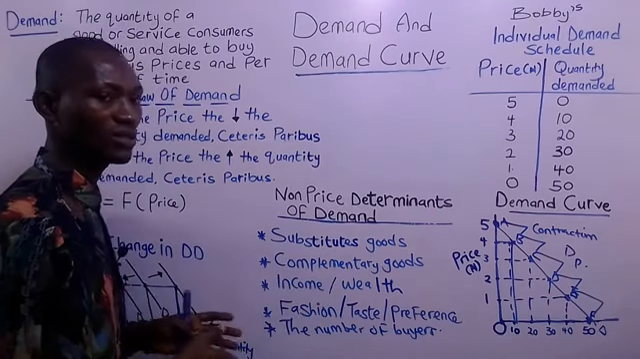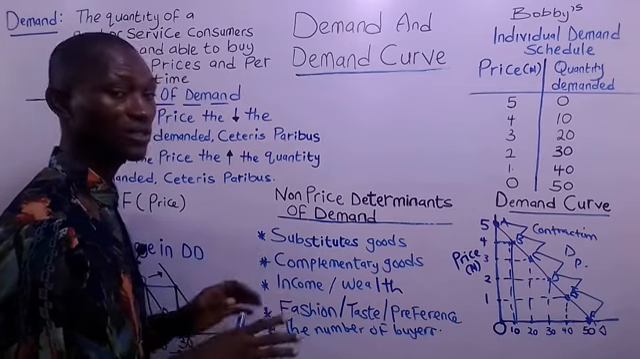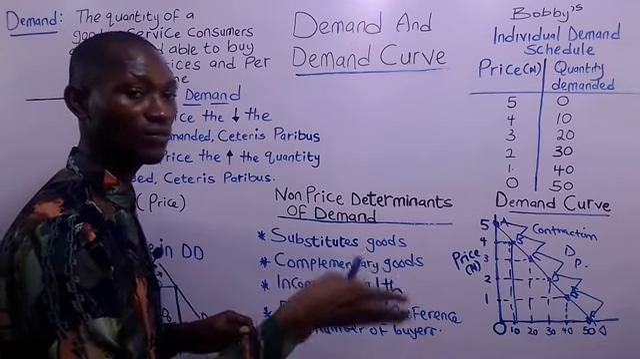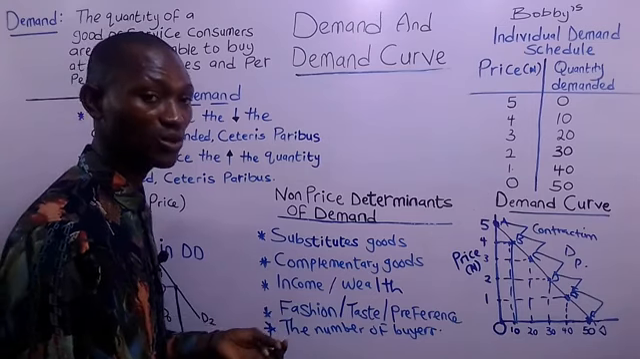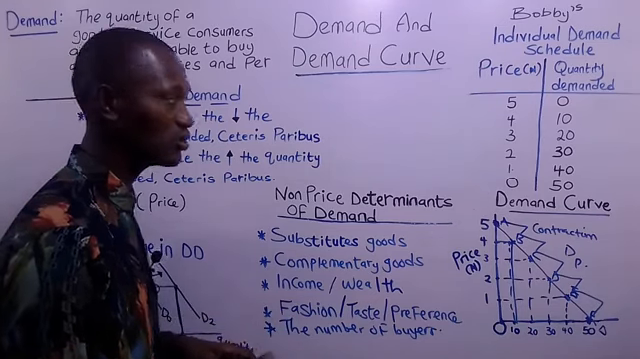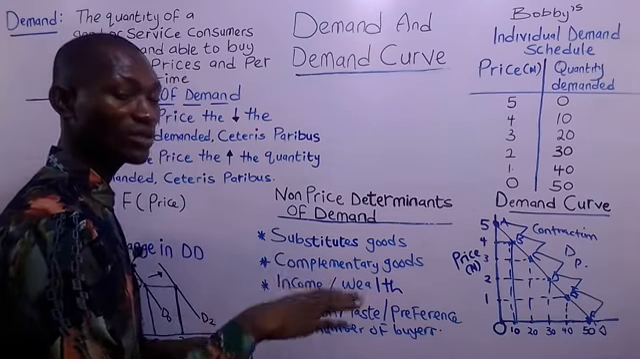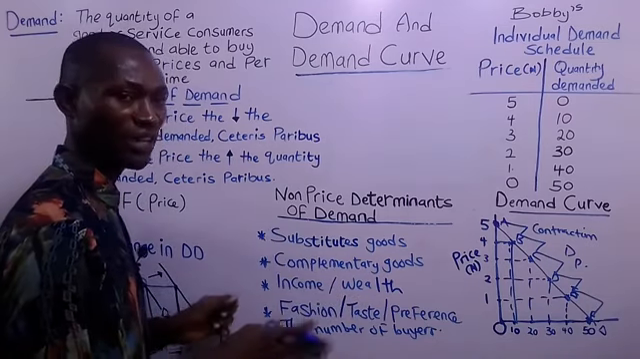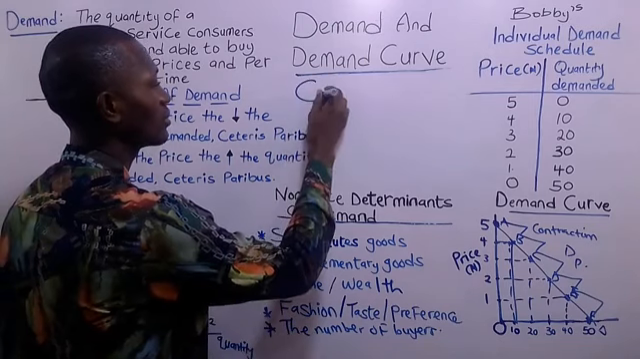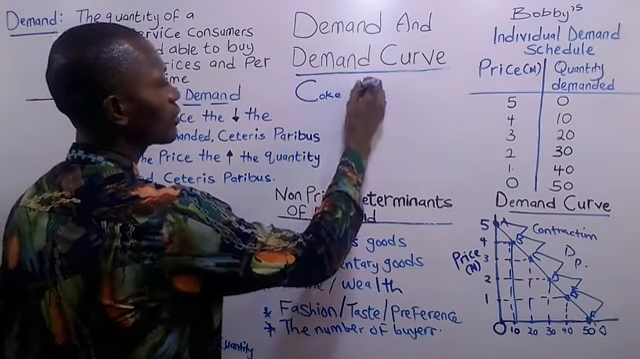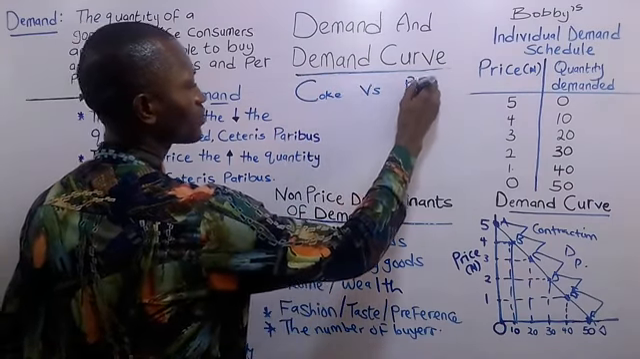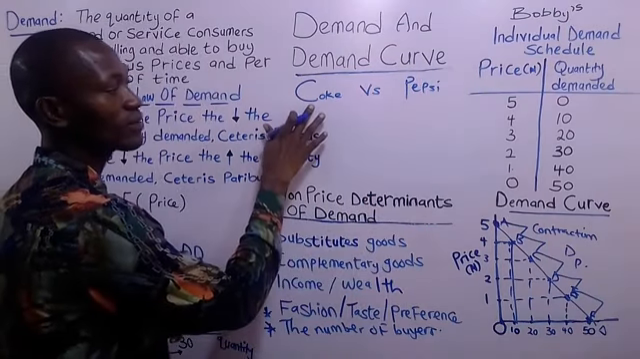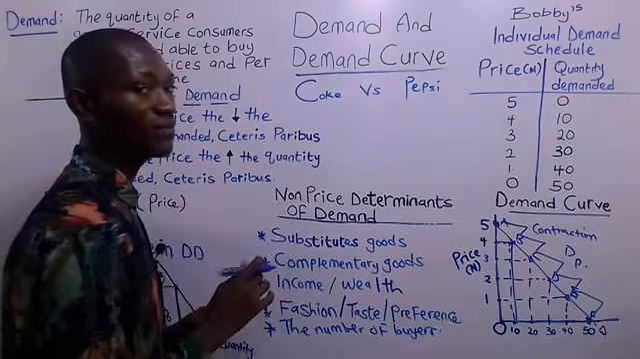So what are substitute goods to start off with? Substitute goods are goods that can be used in the place of another. They are competitive goods. They are rival goods. So how will the change in the price of one affect the demand for the other? Let's take a good example of perfect substitutes. We have Coke versus Pepsi. How will the change in the price of Coke affect the demand for Pepsi?